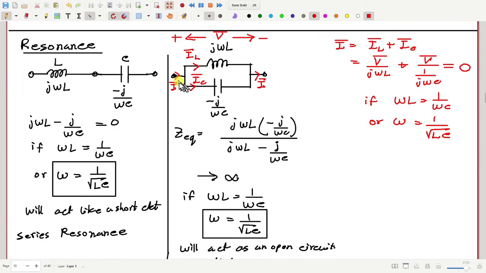So what happens now? If I call these two nodes A and B, no matter how much voltage you apply between A and B, the current going from A to B is always 0 under this particular condition. That means no matter what voltage you apply, no current is flowing, so the impedance is infinite, very large. It's like an open circuit, no current can flow. So this is called the parallel resonance situation.